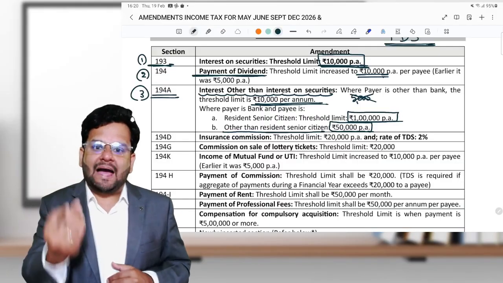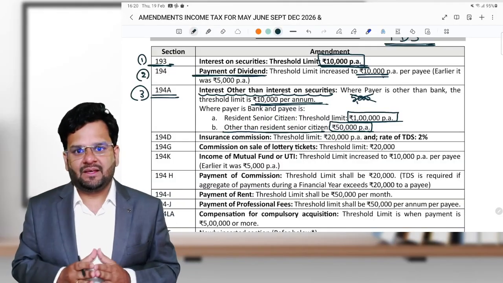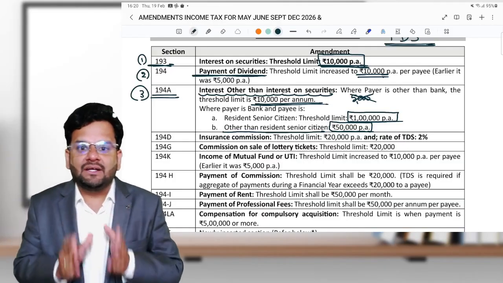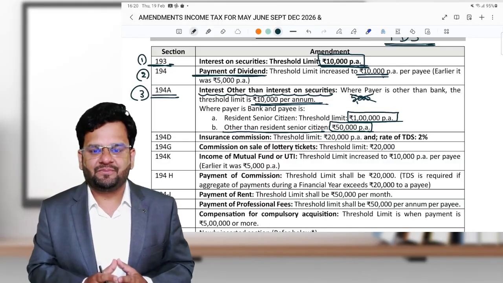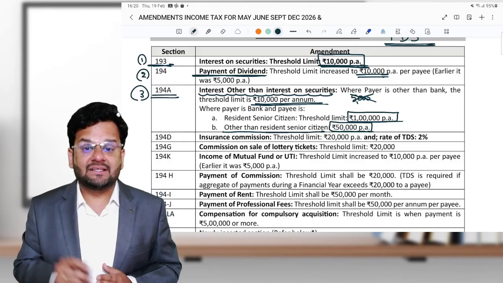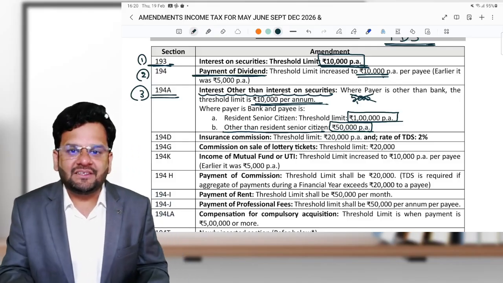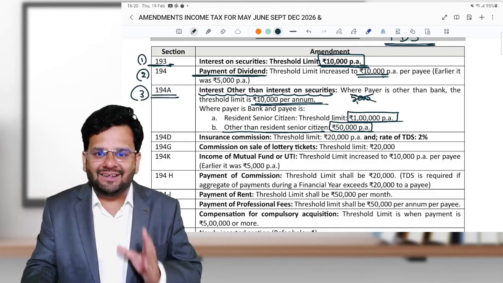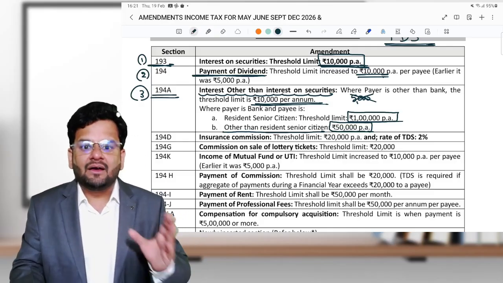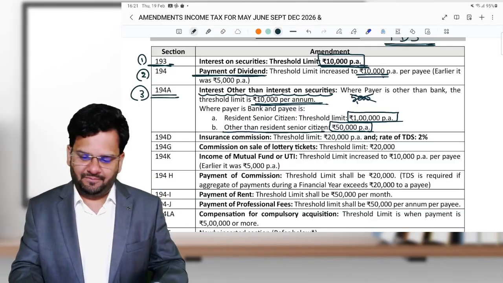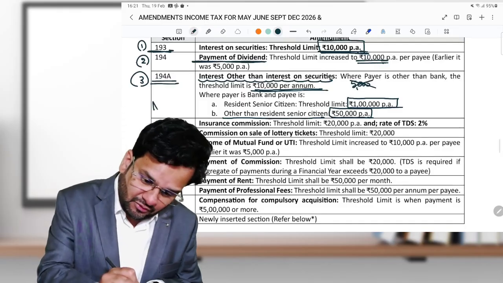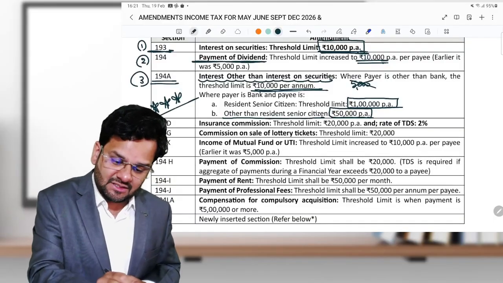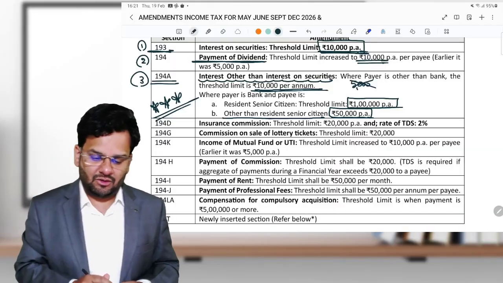So, say particular bank is paying you interest on FD, and that interest on FD is exceeding 50,000, they will do TDS on the entire interest amount. Okay, and if you are a resident senior citizen, then this TDS will be required to be done if the amount of that interest during a FY exceeds rupees 1 lakh. Okay, so if I have to give the stars to the amendments in TDS, I'll give 3 stars to this particular amendment. Okay, so important one.